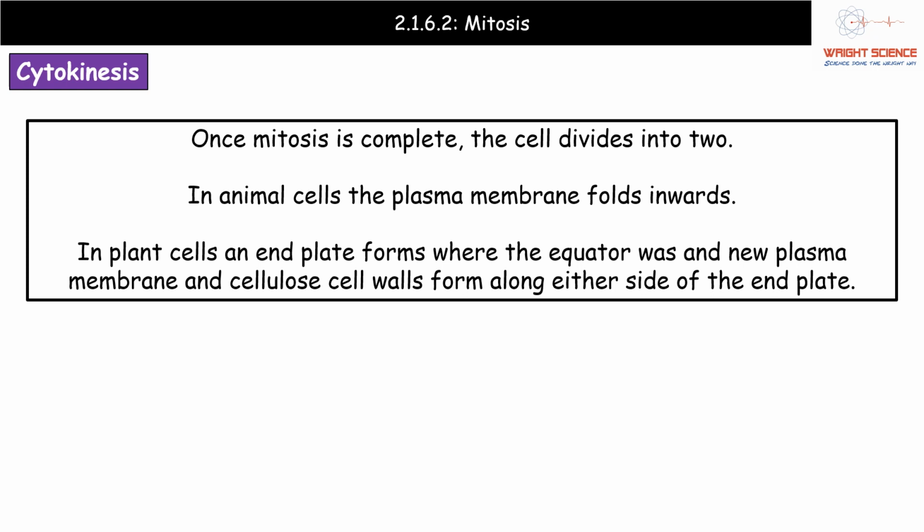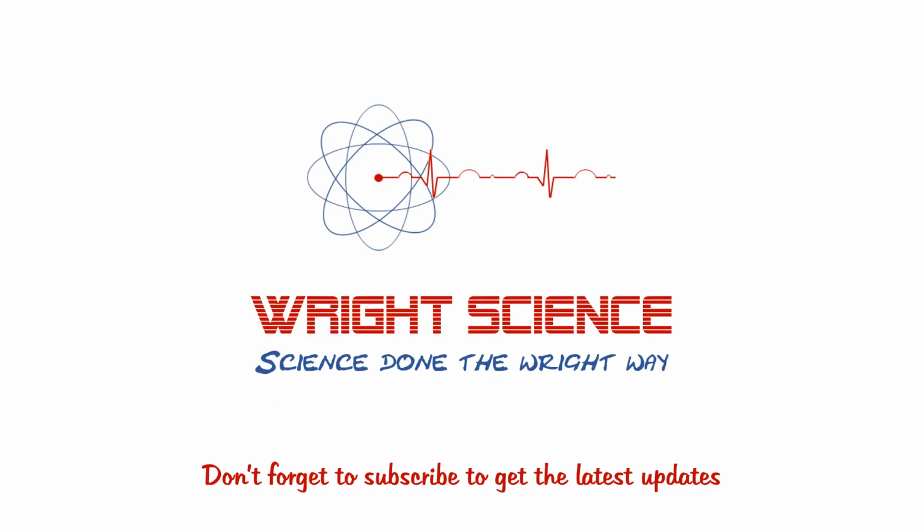the equator was. Now, once we've got that end plate in place, a new plasma membrane and cellulose cell walls form on either side of the end plate. So what we've got is, if we had our original plant cell here, then we're going to have our little end plate forming across the middle. Then we're going to get new cell membrane on each side and new cell wall on each side. And that's obviously going to allow that to split into 2 new cells.